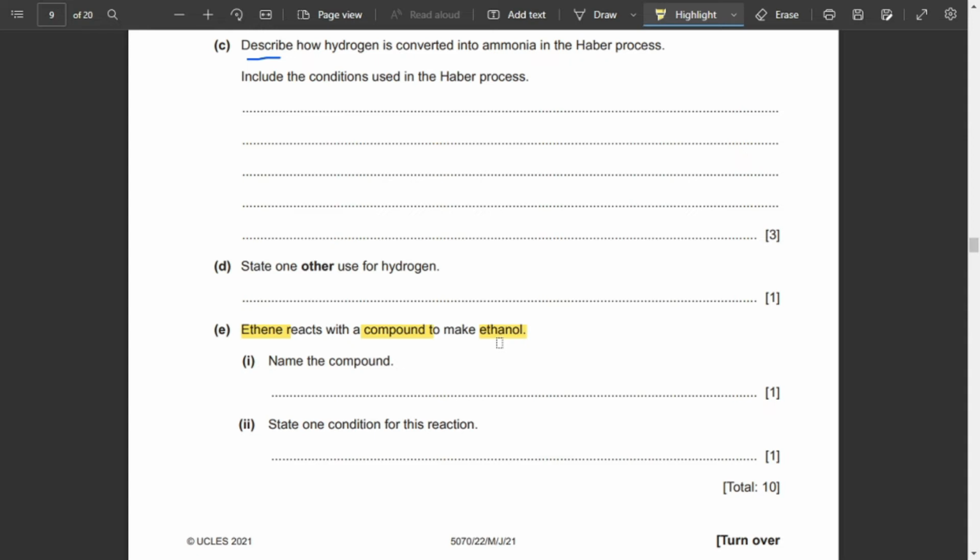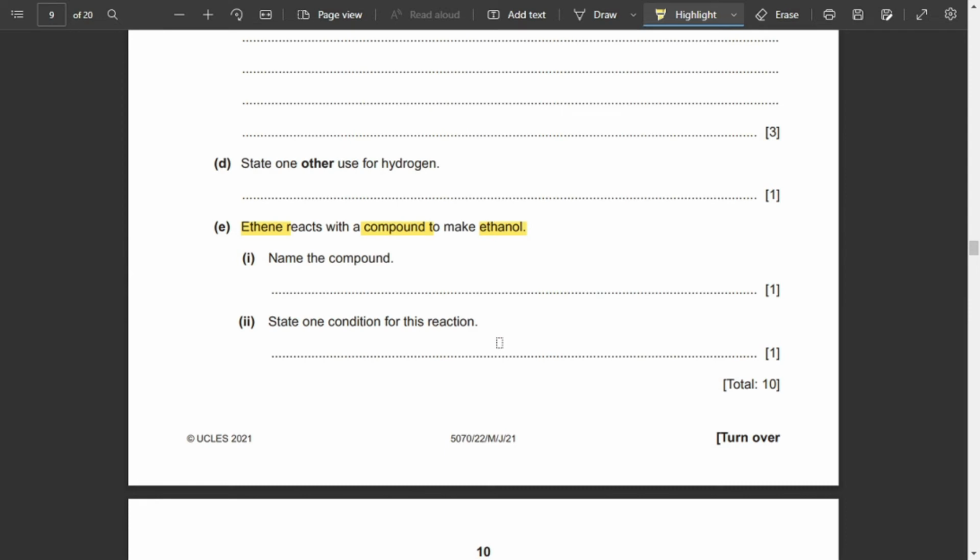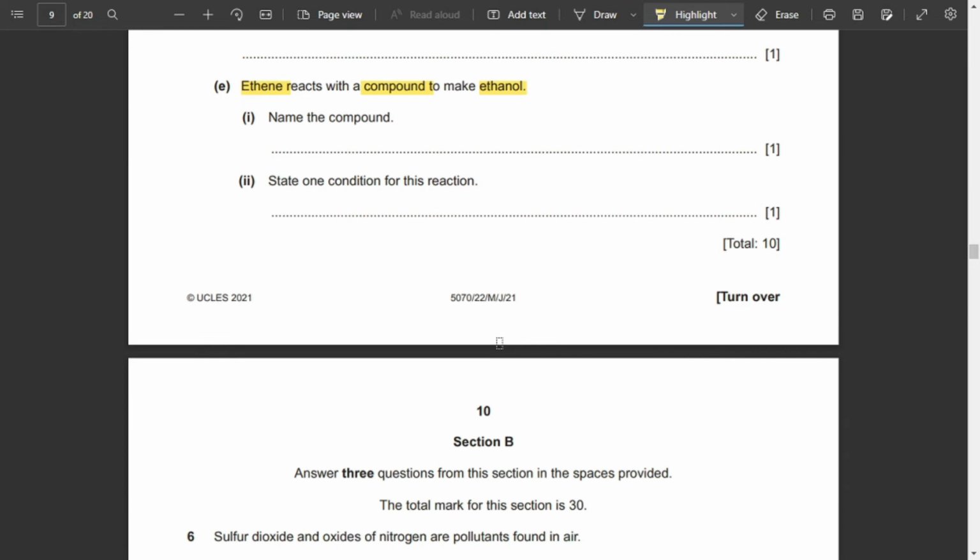We need to have a catalyst for it. You can mention other conditions too, for example, high temperature. The water must be at high temperature. The whole reaction must take place at a high temperature. Alright, so that's it for question number 5.